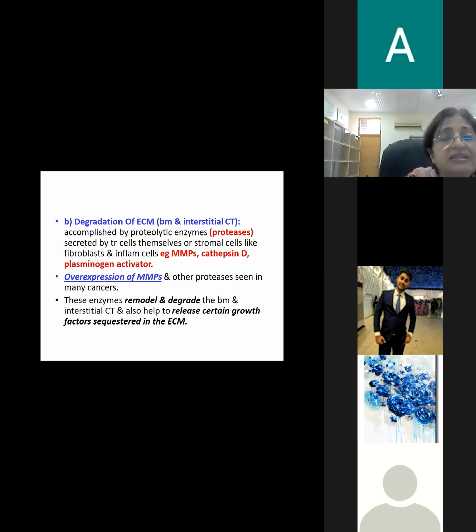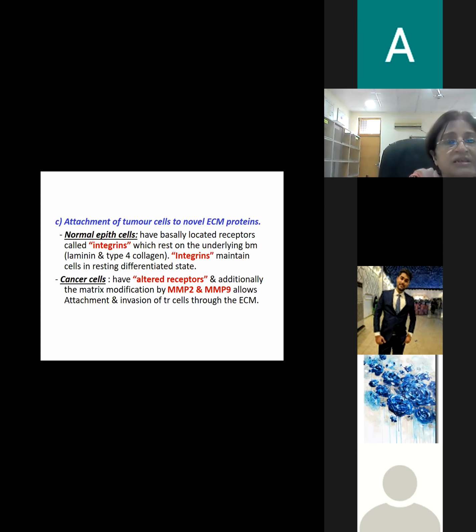Number two is that there is degradation of the extracellular matrix, and that is brought about by the proteolytic enzymes, which include the matrix metalloproteinases and the cathepsins. These enzymes remodel and degrade the extracellular matrix, they degrade the basement membrane, and they also help to release certain growth factors. Then the third process is that these tumor cells, whose adhesion molecules had broken from each other, attach to the degraded extracellular matrix.